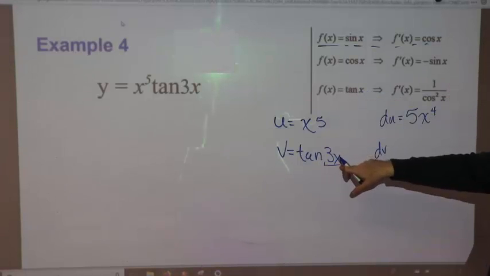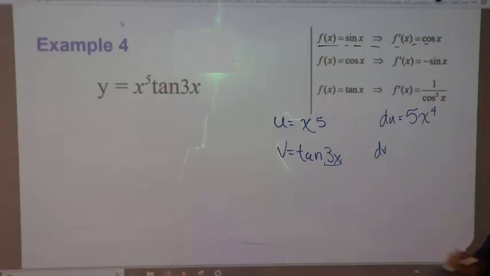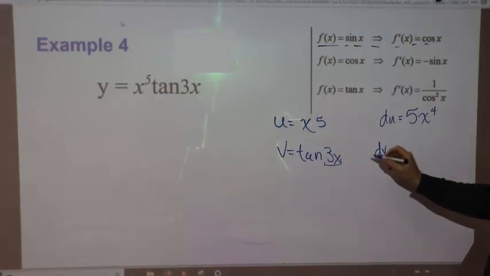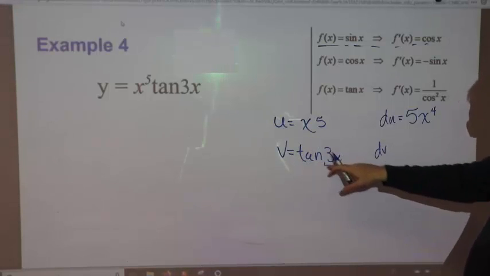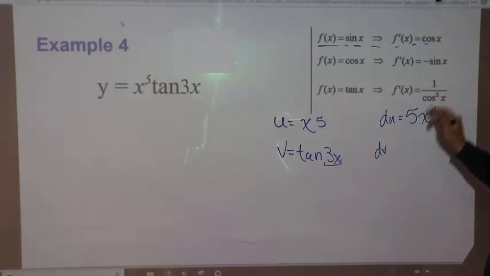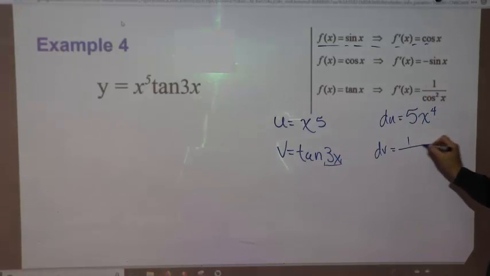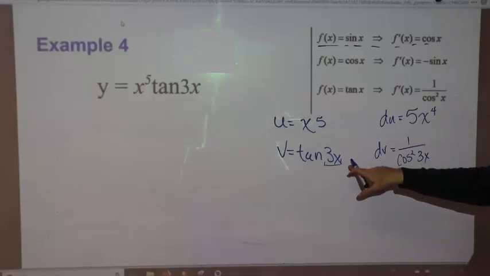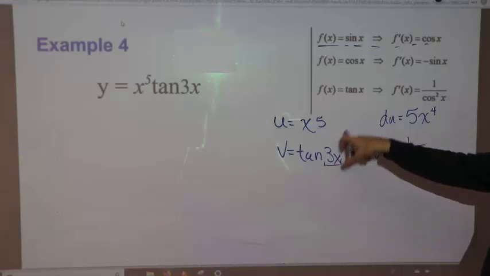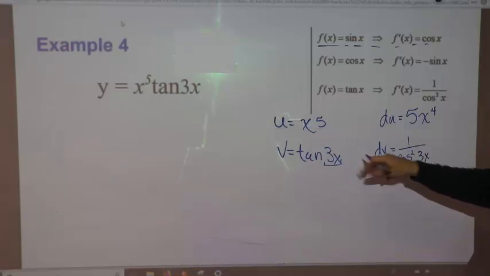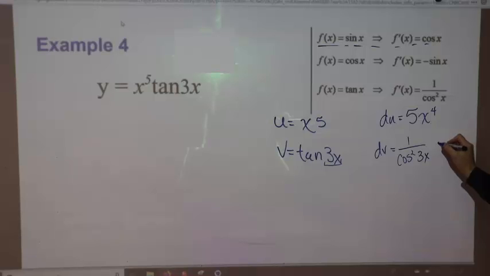a tangent of 3x. So this is, again, the chain rule, in that I'm going to take the derivative of the big function. The big function is tangent. And it says the derivative is 1 over cosine squared of 3x. And then I need to take the derivative of what I put inside tangent. So the derivative of 3x is 3.